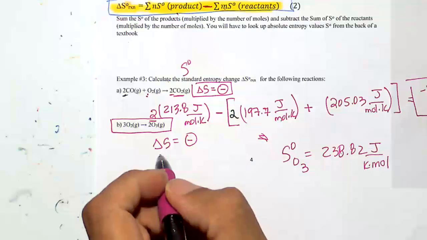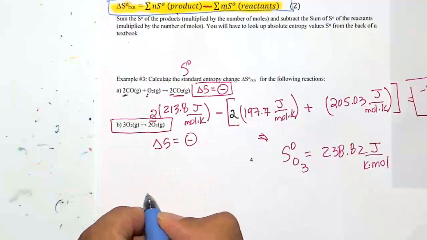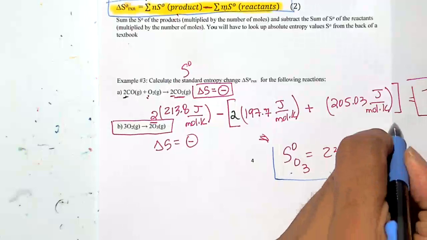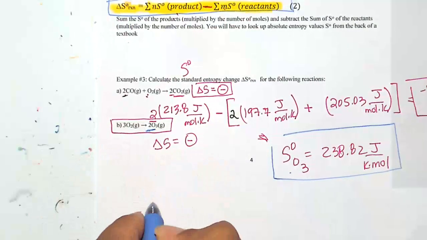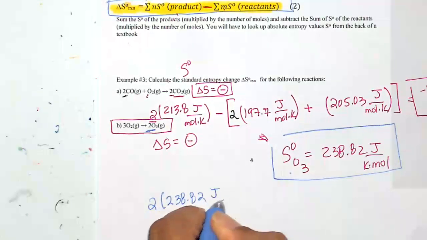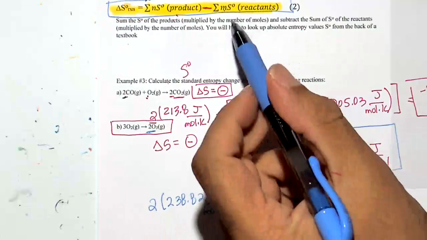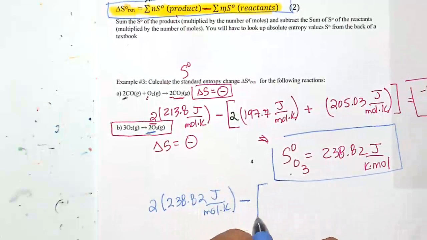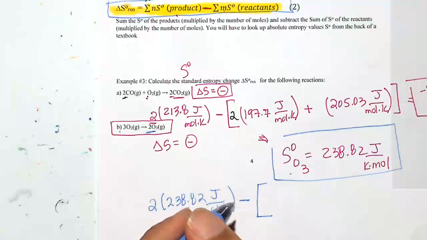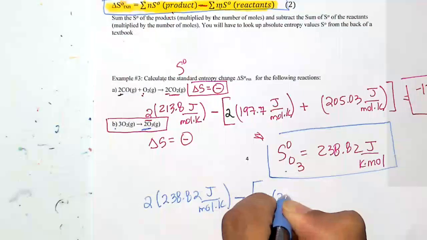All right, so now we should be able to solve this. We predict this to be negative, right? So let's see if this is indeed negative. So we're going to take this value, and what should we multiply this by? 2. Why should we multiply it by 2? Okay, we have sum of the products minus sum of the reactants. I want you to put a big bracket there. And O2, what is O2? 205.03, and we're going to multiply that by 3.